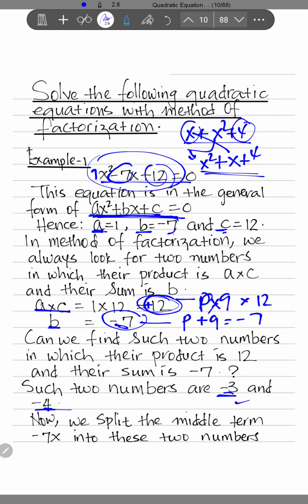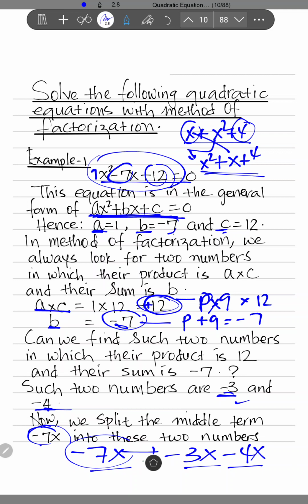Great. What do we do next? We split the middle term into these two numbers. That will not affect the value of the expression. We will see in the next page. Now we split minus 7x into two places. These are minus 3 and minus 4. So minus 3x minus 4x is minus 7x. When I split the middle term into these two numbers, the expression won't change because I didn't add anything extra. I only split the middle term into two places.